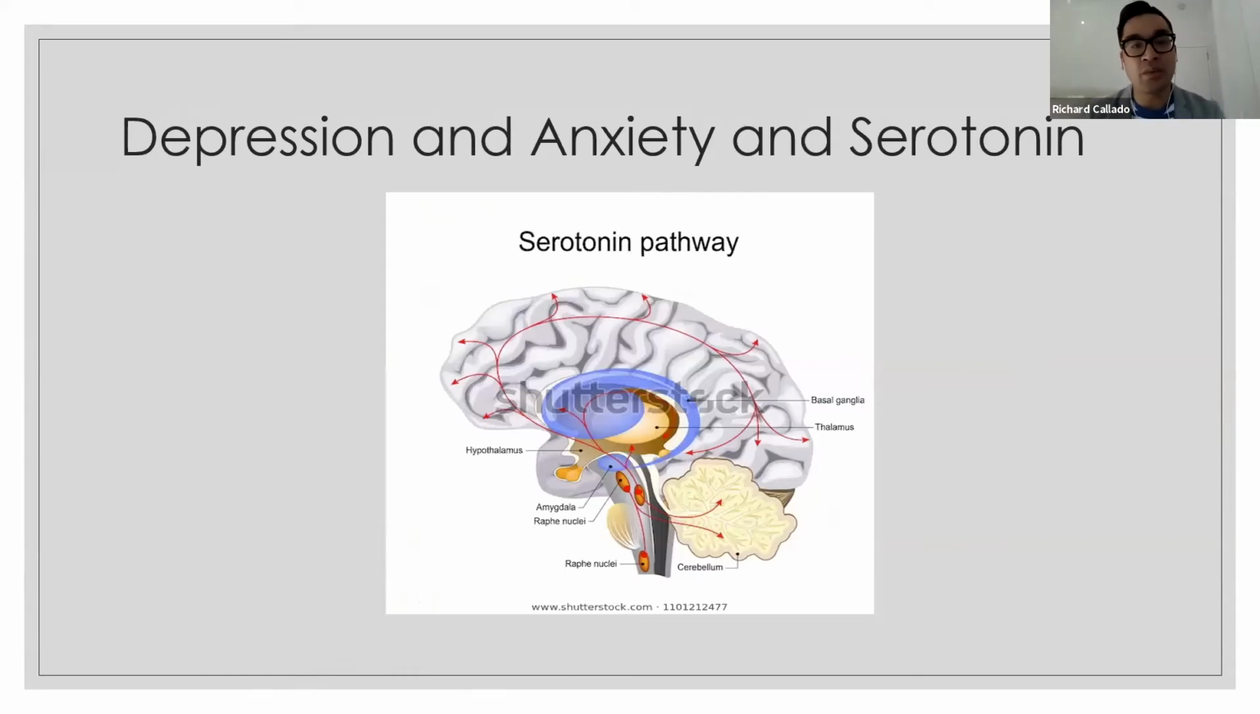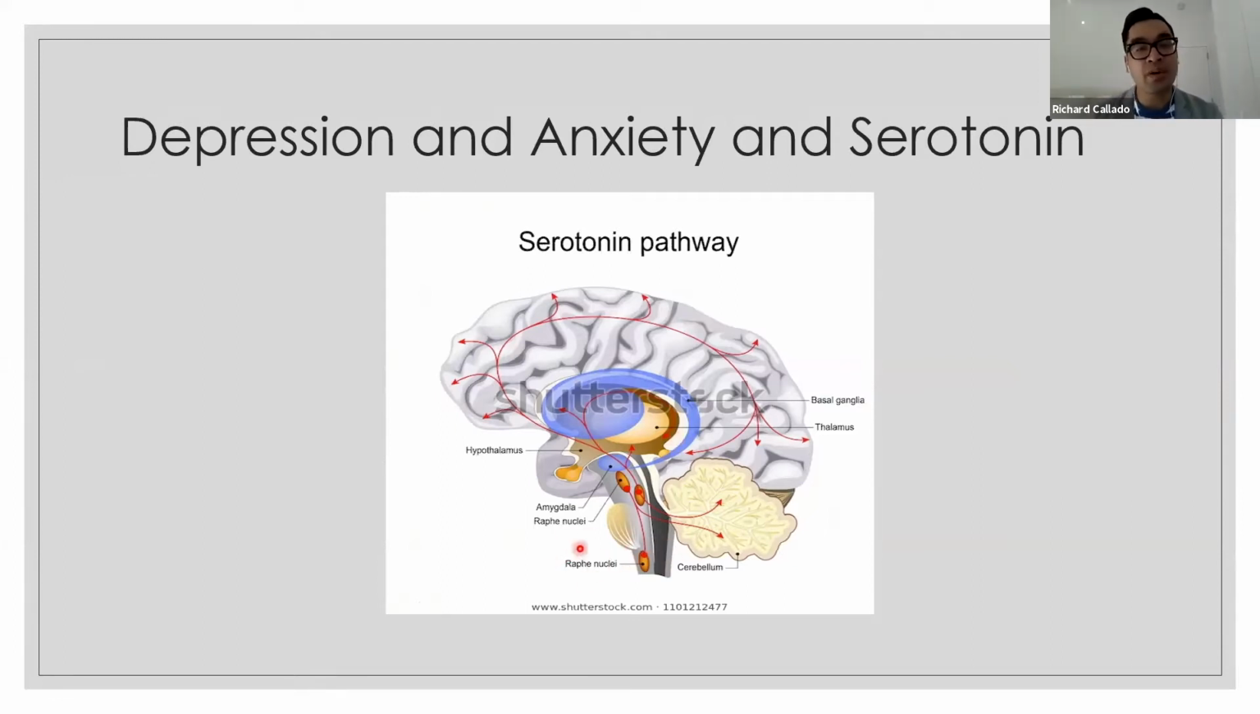So this is another pathway. This is the serotonin pathway. Serotonin is a little bit more complicated actually than dopamine, because serotonin interacts with all of these other neurotransmitters. If you look at the raphe nuclei right there, which is in the middle of the midbrain, that's where most of the serotonin is actually created, right?